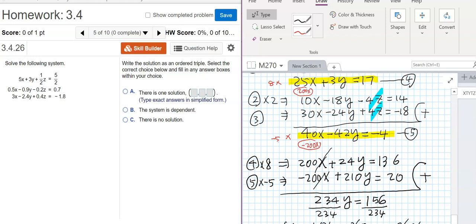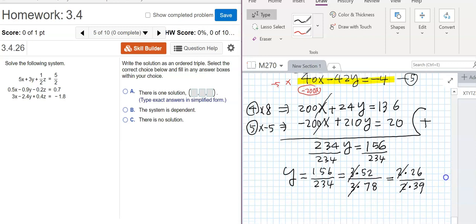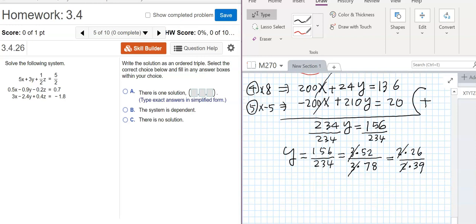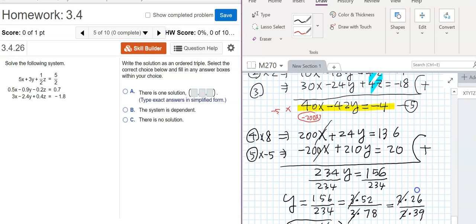Okay, so this is 400. Oh my God, there was a mistake. I'm adding this. Oh no, it's right. 25 and 210 is 234. It is 156. So 234, 156 is, and then 21. Yeah, this is correct. So y equals 26 over 39. Now we need to find x.